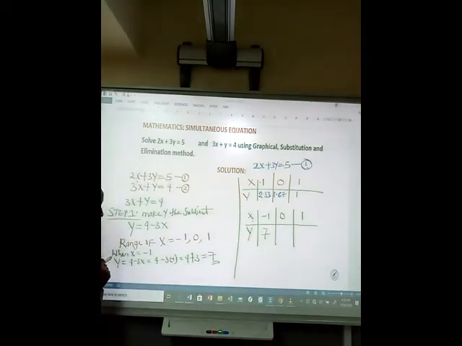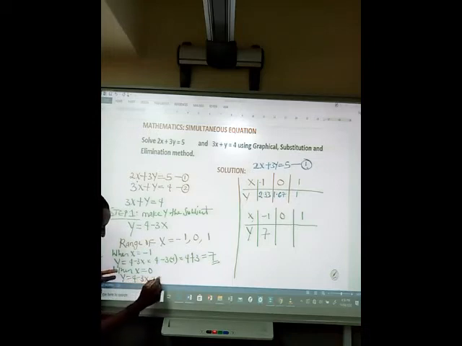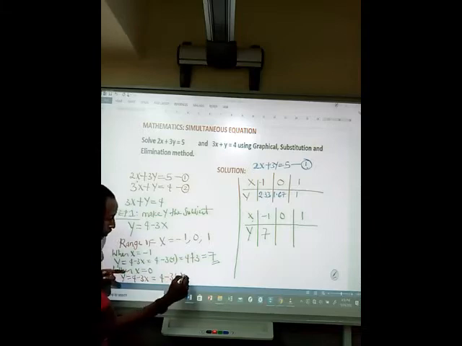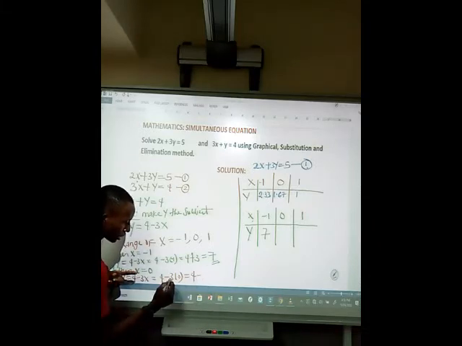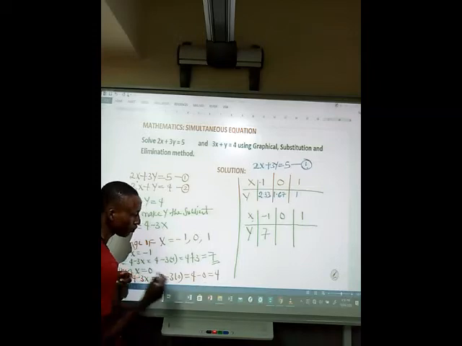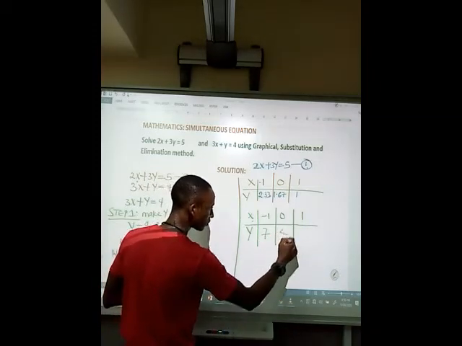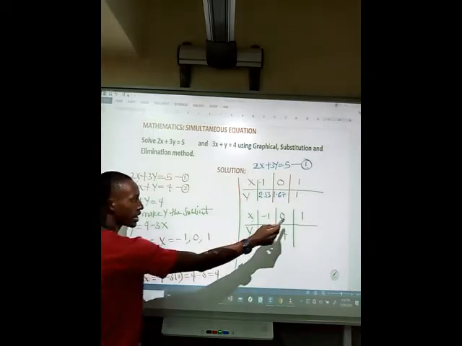You're done with that. Then you move to when x is 0. When x is 0, your y, which is equal to 4 minus 3x, will be equivalent to 4 minus 3 into bracket 0. So which gives you 4 minus 3 times 0, which is 0, which gives you 4. So you come here to write 4.